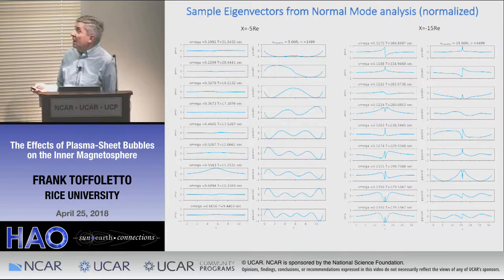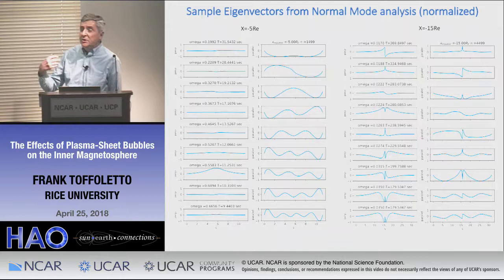Here you find not just buoyancy modes, but you also find flapping modes. This is an asymmetric mode. This is a function of S. This is the equatorial plane. So anything that's symmetric is a buoyancy mode. Anything that's asymmetric, like this one, is a flapping mode up and down, which we also see in the system.